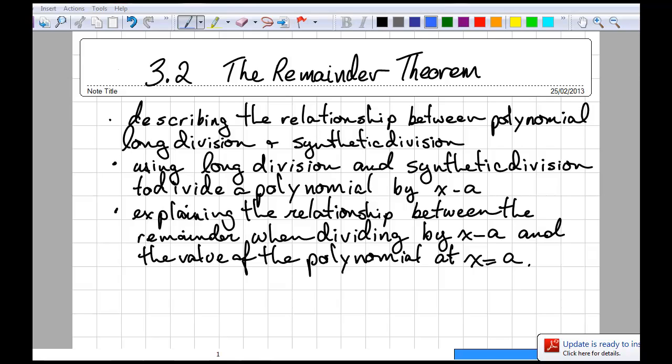Today we're looking at the relationship between polynomial long division and synthetic division. We're going to use long division and synthetic, try saying that a few times, and synthetic division to divide a polynomial by x minus a. And we're going to explain the relationship between the remainder when dividing by x minus a and the value of a polynomial at x equals a.